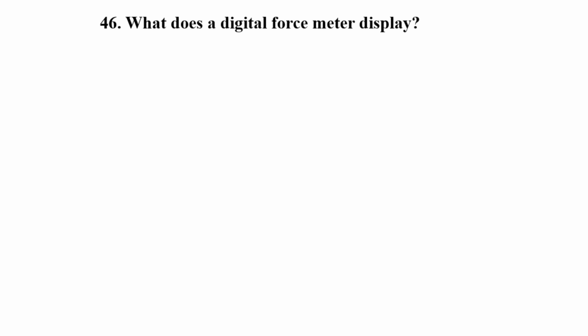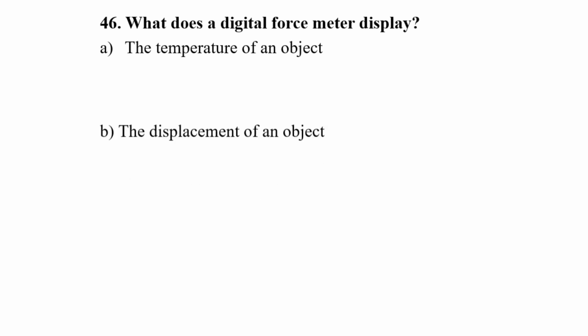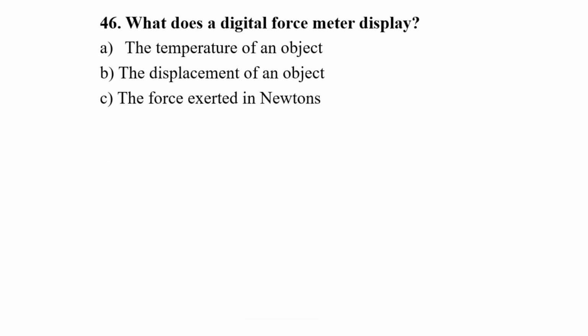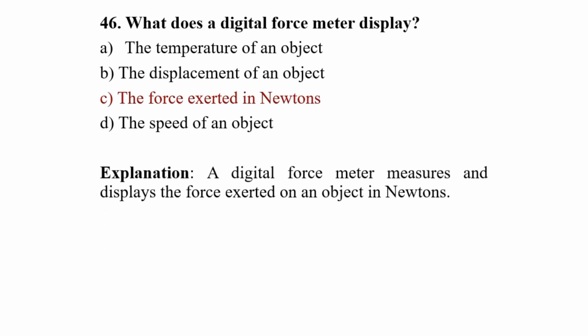Question number 46. What does a digital force meter display? A. The temperature of an object. B. The displacement of an object. C. The force exerted in newtons. D. The speed of an object. The answer will be the force exerted in newtons. A digital force meter measures and displays the force exerted on an object in newtons.